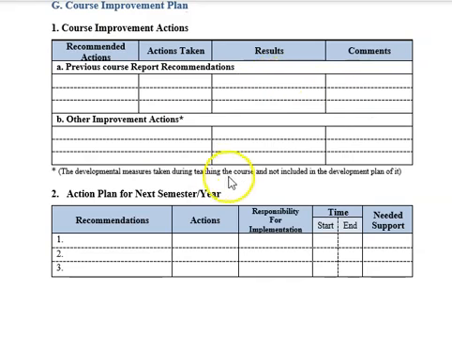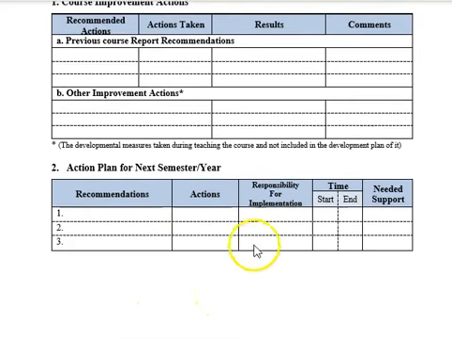And the action plan for the next year: write your recommendations, actions, responsibility for implementation, time and needed support. You can summarize all previous comments and recommendations written in this course report and choose the important ones that can be written as recommendations and action plan. As you see, there is no date and approval for the course report in this form.